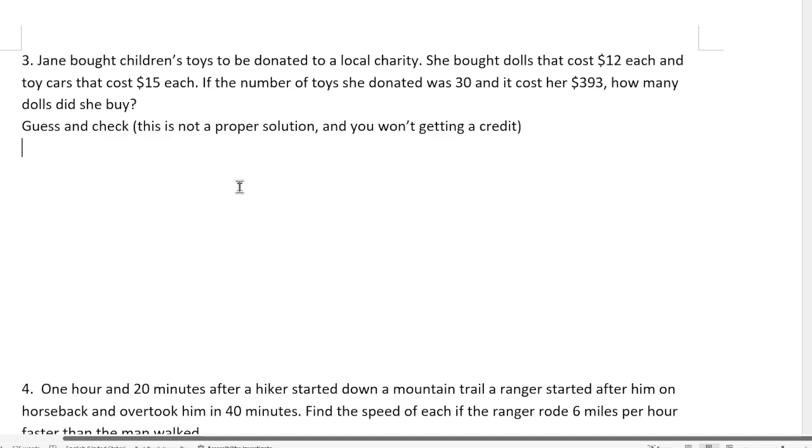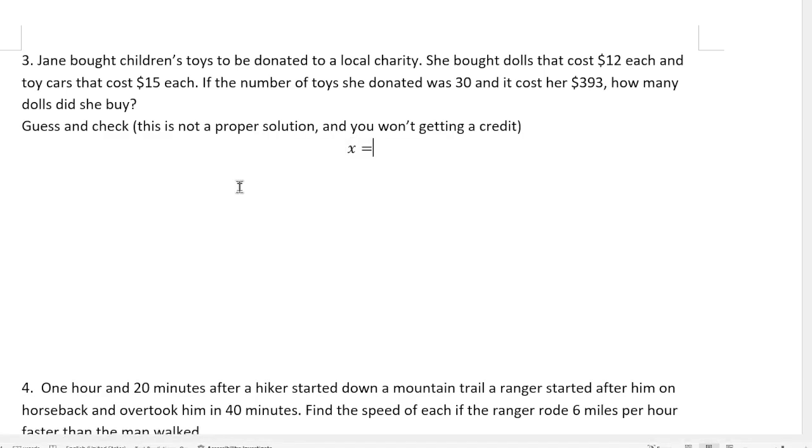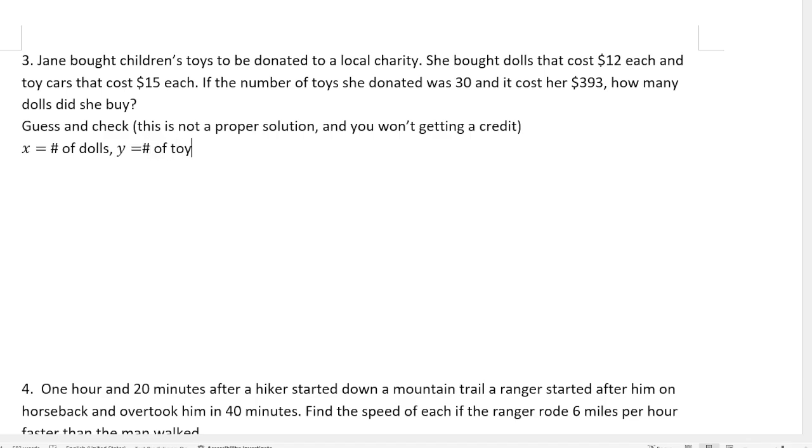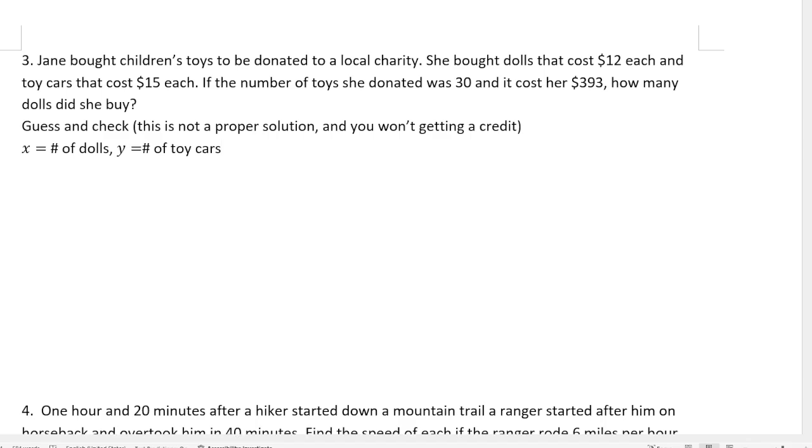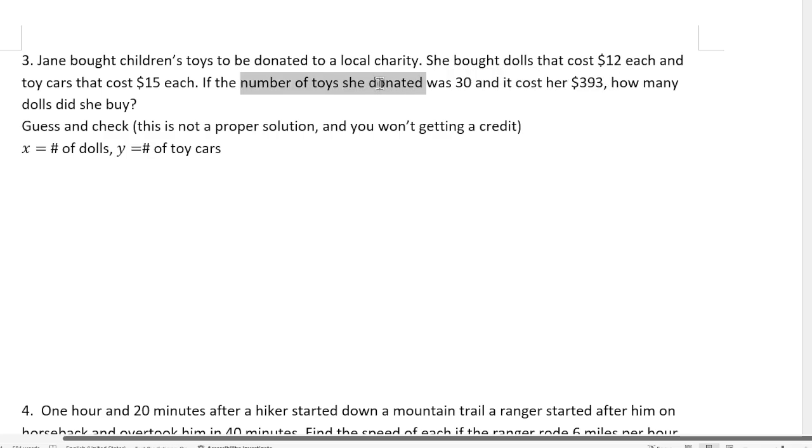So what we're going to do is we're going to say that x is the number of dolls. And then we'll also say y is equal to the number of toy cars. Okay. And if we read the question, it seems like the number of toys she donated was 30, so we're doing guess and check. So let's just say, for simplicity, we'll buy 20 dolls and 10 toy cars and see what happens.